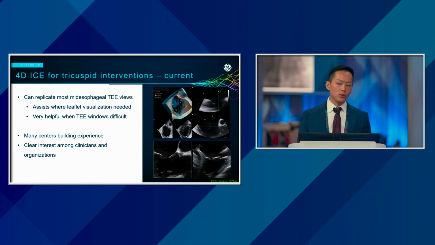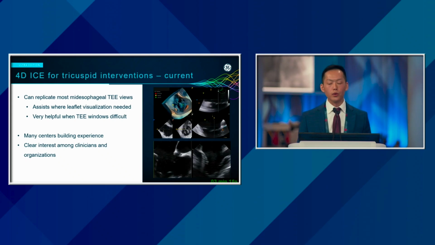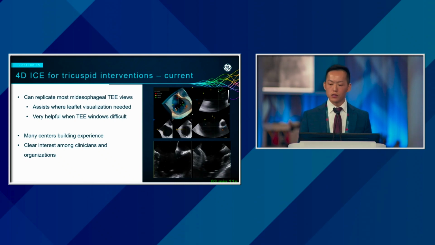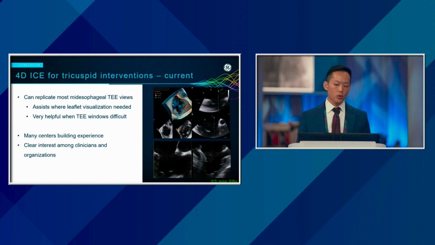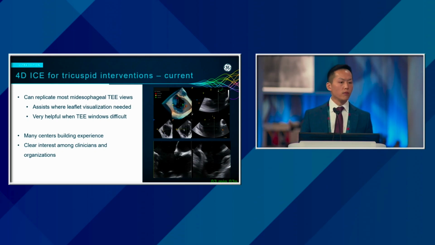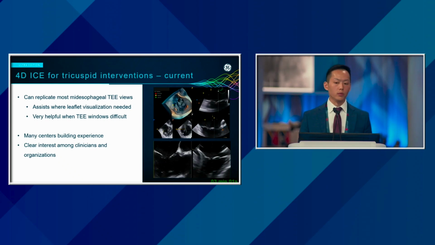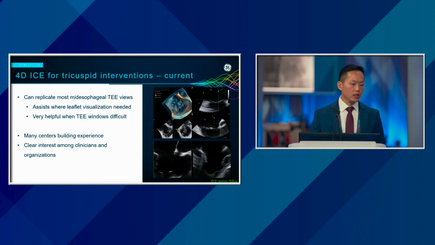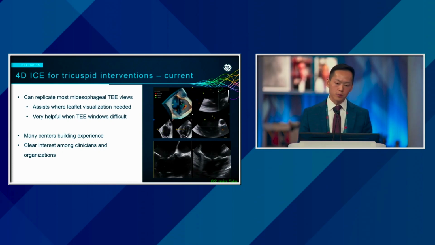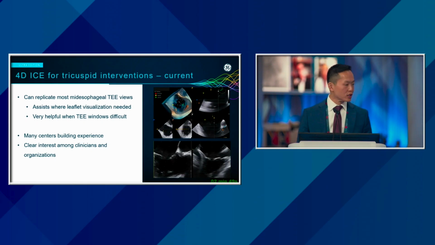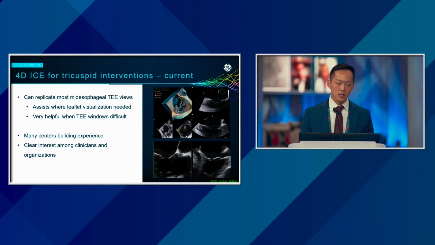And then the other potential workflow that's worked for us is actually to leave the TE probe in the transgastric view. That way, we always have that available for that really sharp en face view of the leaflets. And then we use the ICE for our mid-esophageal-like working views. And then again, from an efficiency and safety point of view, it's really, really nice. So for us, just like many other centers, of course, we're slowly building experience with using 4D ICE in our tricuspid workflow. And at all these meetings and everyone I talk to, of course, there's clear interest for all the advantages that we've already discussed.